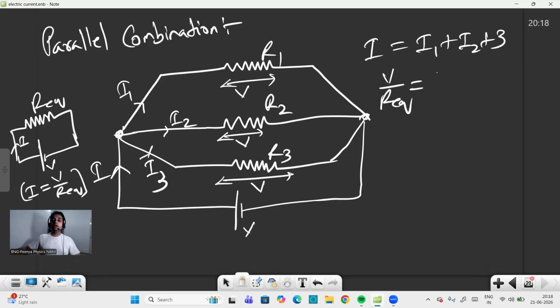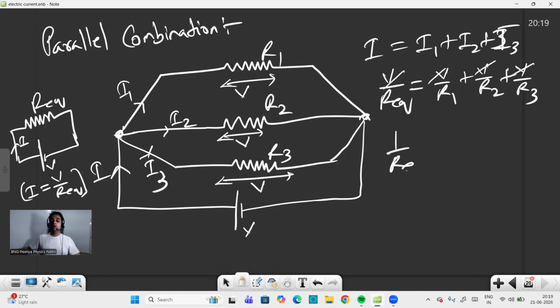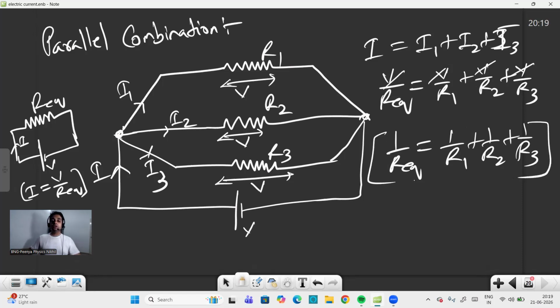In the same way, I1 equals V divided by R1, I2 equals V divided by R2, and I3 equals V divided by R3. V is common, so it cancels out. Finally we get 1 by R equivalent equals 1 by R1 plus 1 by R2 plus 1 by R3. Correct? So this is the parallel combination.